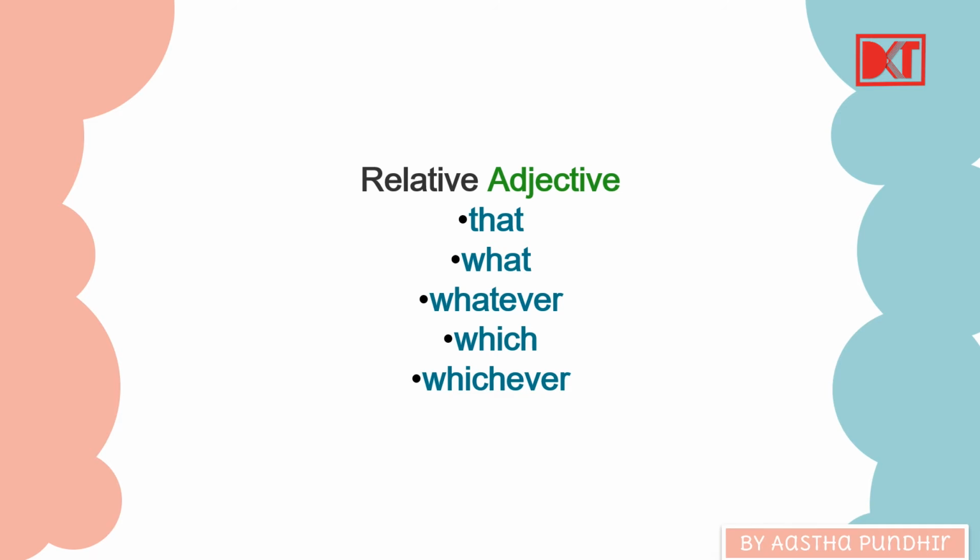Here, relative adjectives. Again, like relative pronouns, even relative adjectives many a times do the job of what? Conjunctions. So just letting you know so that it doesn't cause any confusion in the future.